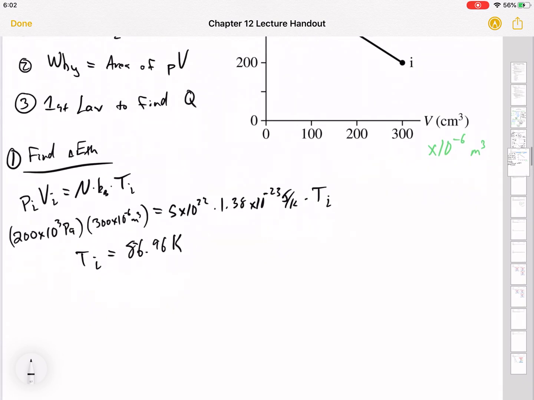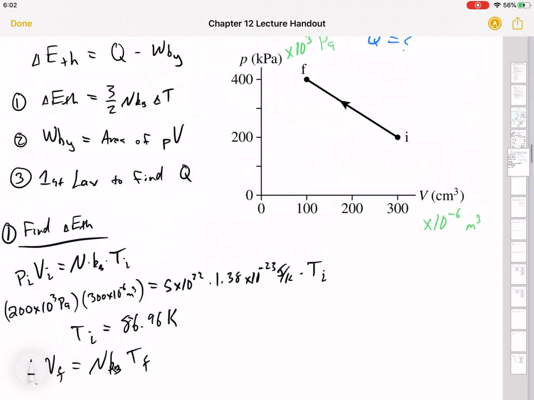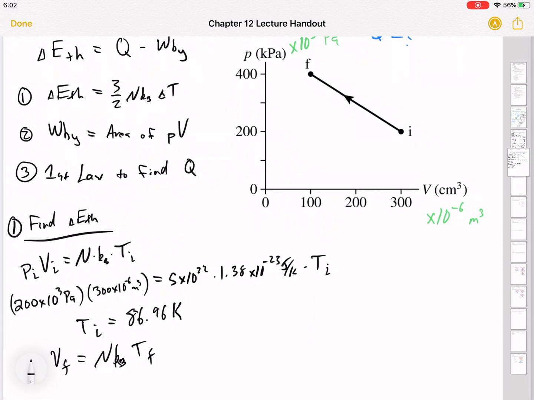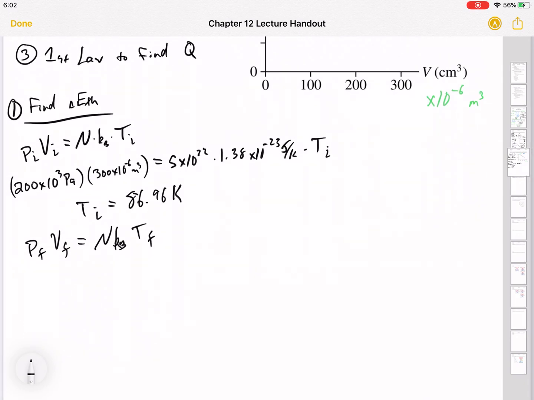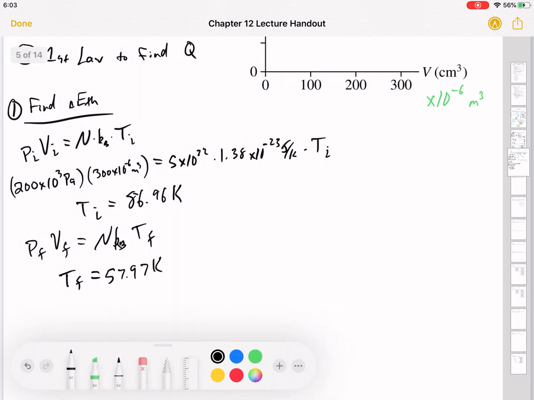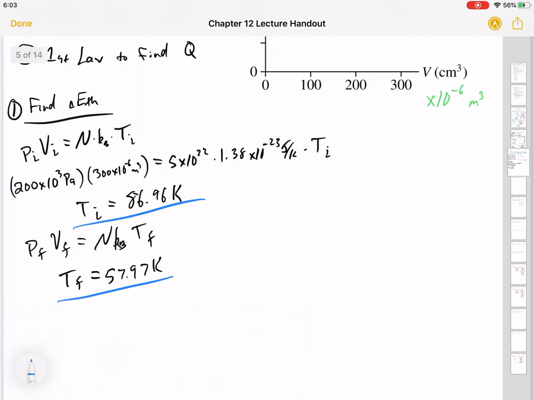You can do exactly the same thing for final. P final, V final equals NK T final. And again, you can read those off. The pressure is higher and the volume is smaller. So that's useful. Again, 400 kilopascals and 100 cubic centimeters. So instead of writing out that line, I will just tell you the final temperature is 57.97 Kelvin. Okay, so we've got T initial and T final.